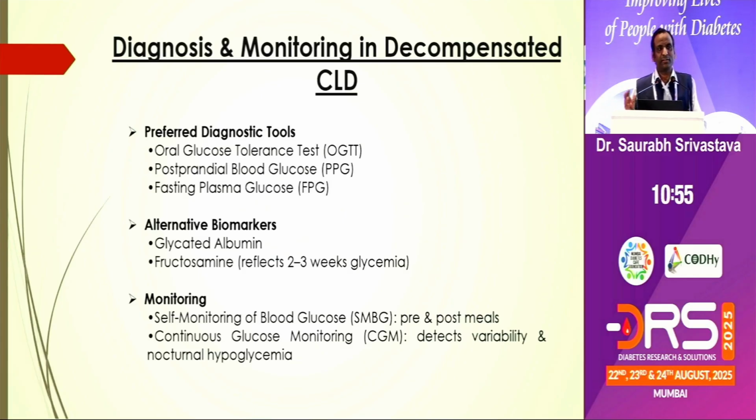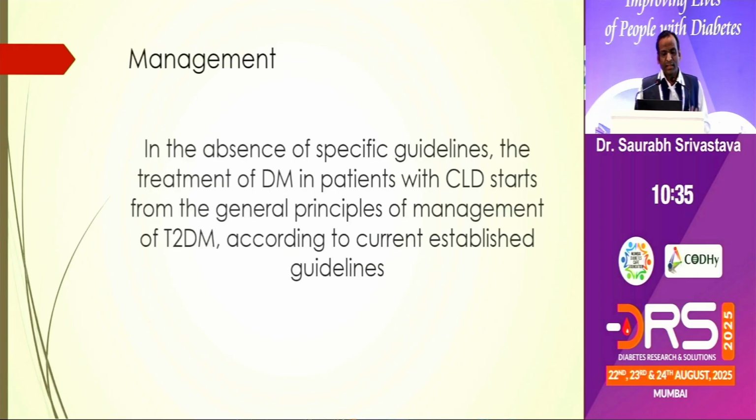Postprandial glucose again is a factor by which we can diagnose, and OGTT is the gold standard. HbA1c has a debatable role in patients of chronic liver disease because of the decreased erythrocyte survival. The alternative biomarkers can be glycated albumin and fructosamine, and the important thing is that we can go ahead with self-monitoring of blood glucose and CGM.